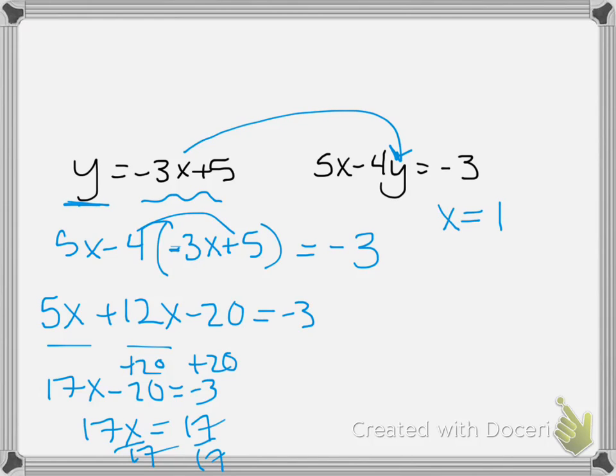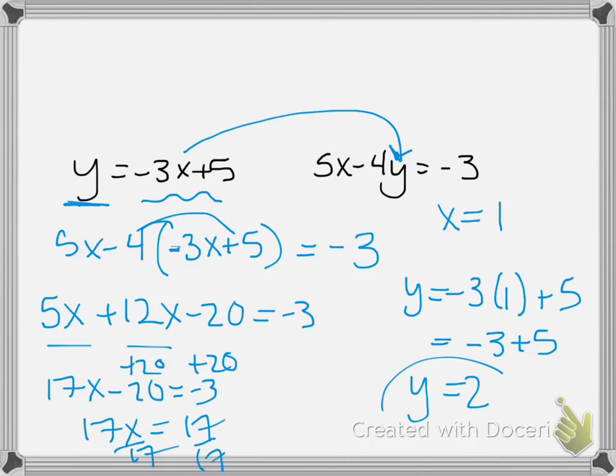So now we got to find y. So the easiest one to put it into is where y is already by itself. So we're going to get y equals negative 3 times whatever my x is that I just found, plus 5. So negative 3 times 1 is negative 3. Negative 3 plus 5 is 2. So my point is 1, 2. That means if I graph both those lines, it's going to intersect at 1, 2.